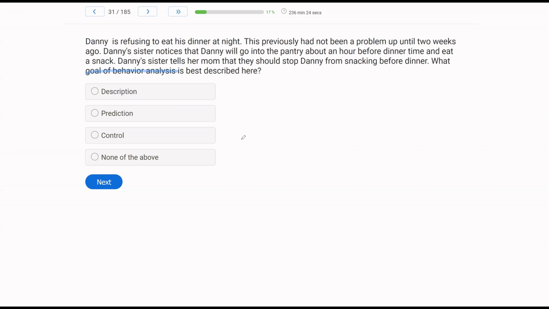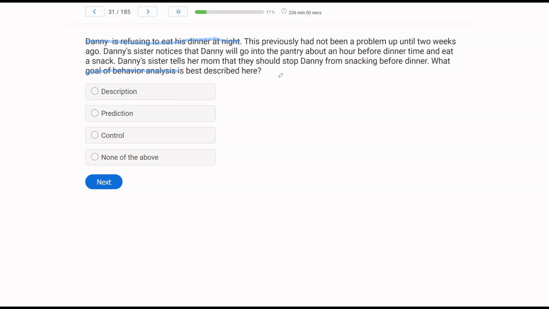These three goals basically give you a blueprint for how we tackle behavior. We start with description, right? The description is just saying what happened. Our description is Danny is refusing to eat his dinner at night. It's simply that. We're not making any sort of correlation. We're not trying to establish any control. We're just describing what happened.